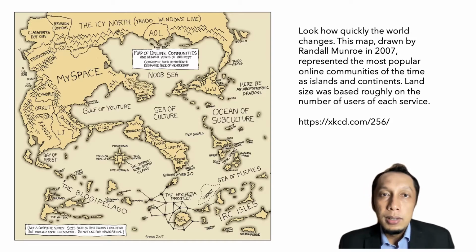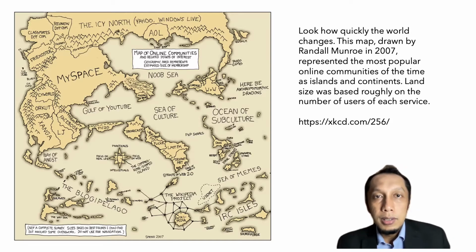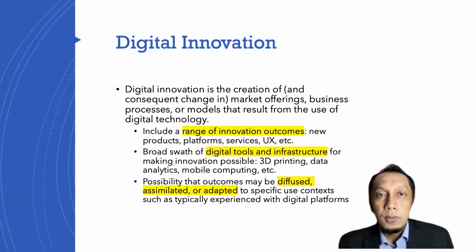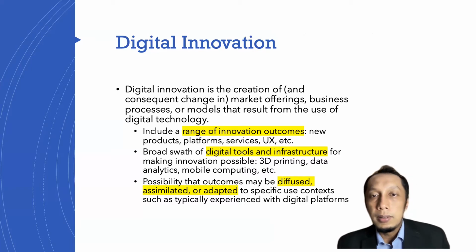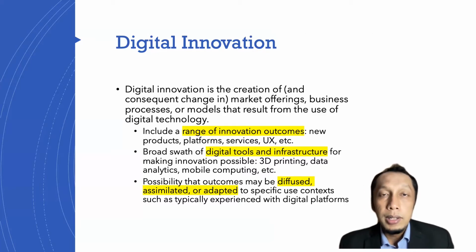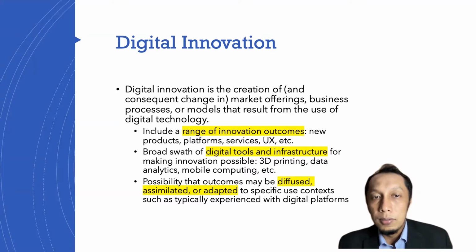So what I want to say here is that when we are talking about the digital world, things can happen very quickly. So how do we define digital innovation? Digital innovation is actually the creation and consequent change in market offerings, business processes, or models that result from the use of digital technology. When we are talking about digital innovation, it can include a range of innovation outcomes like new products, platforms, services, user interfaces, and so on and so forth.